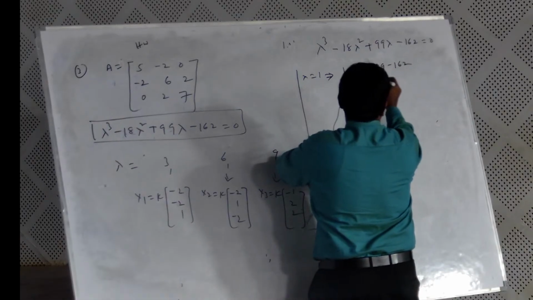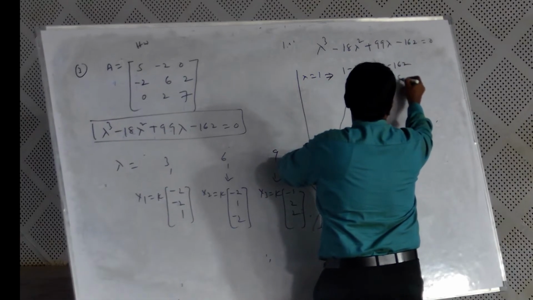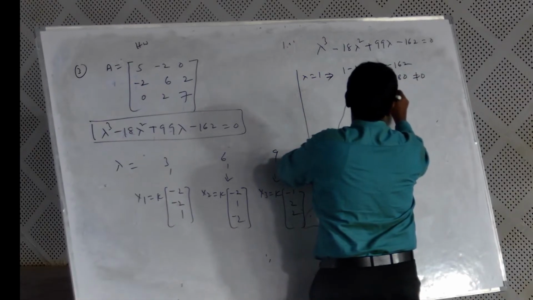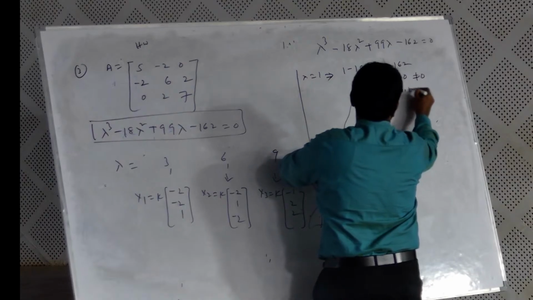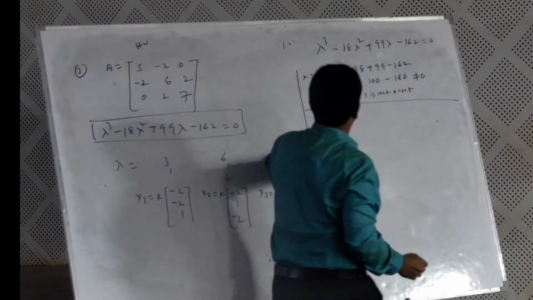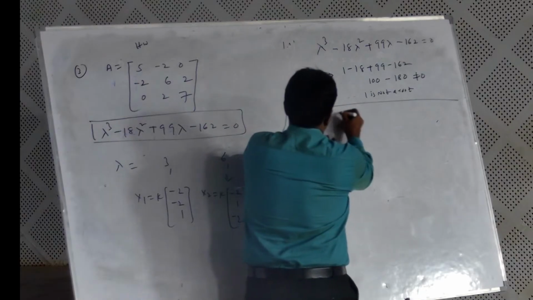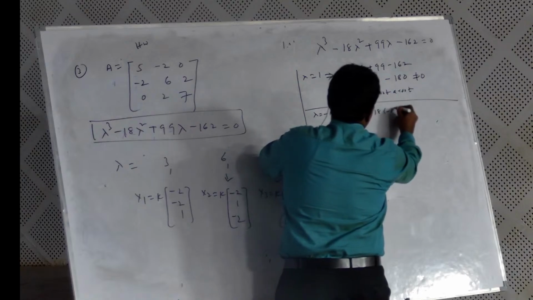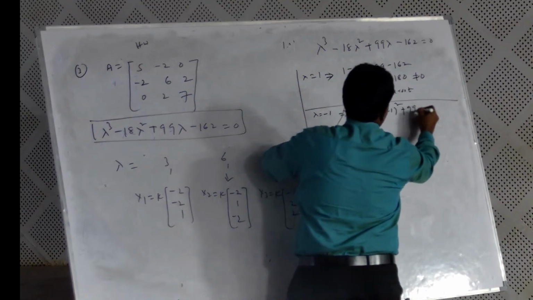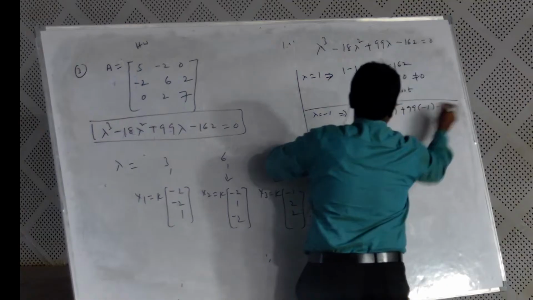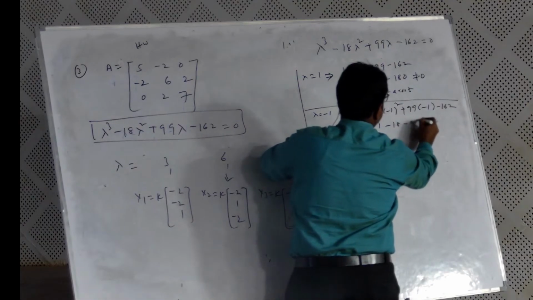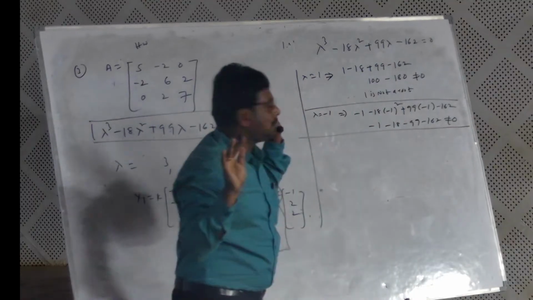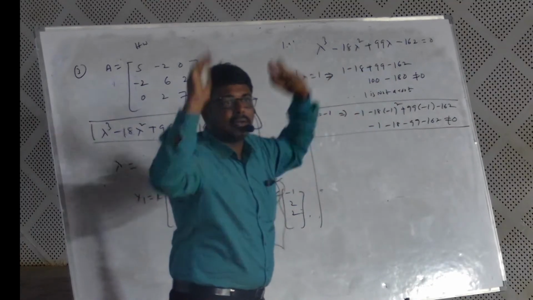99 plus 1 minus 180 is not equal to 0. Confirm. Lambda equal to -1. Tell me, -1 whole square, -1, -18, -9, all are negative. Certainly, if you add negative numbers, that gives a negative number only.